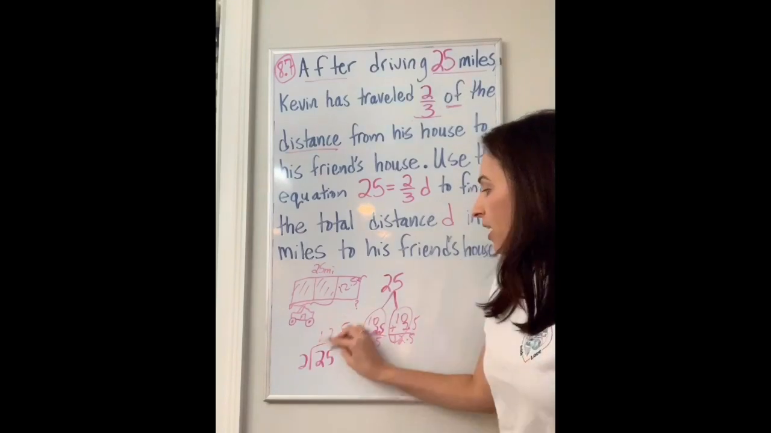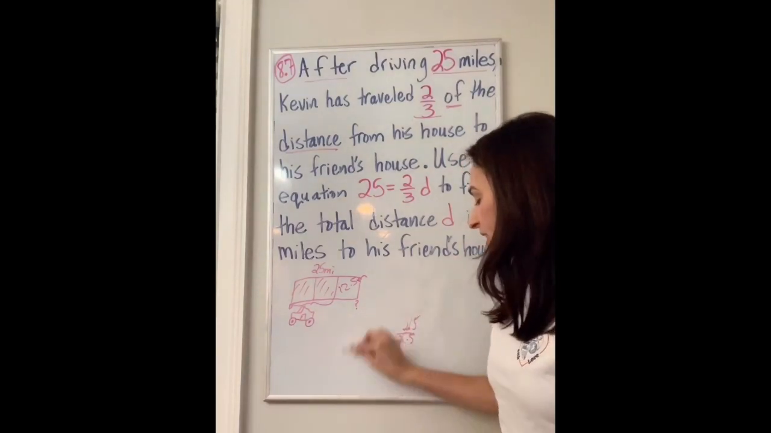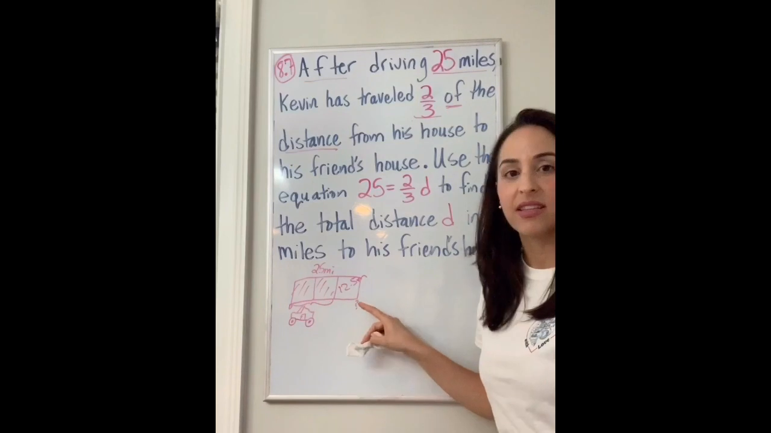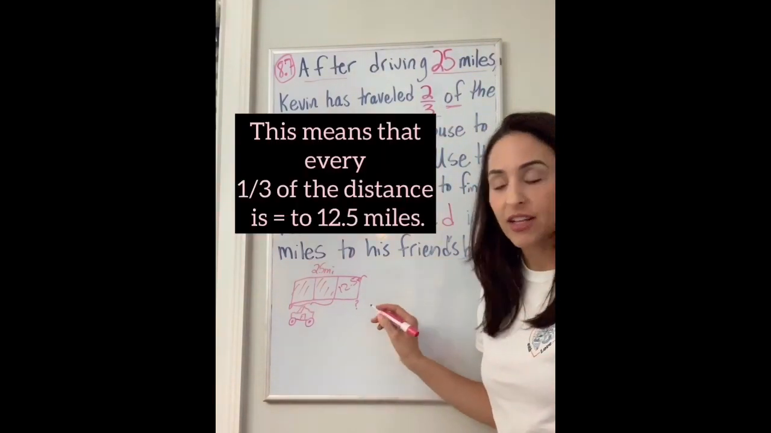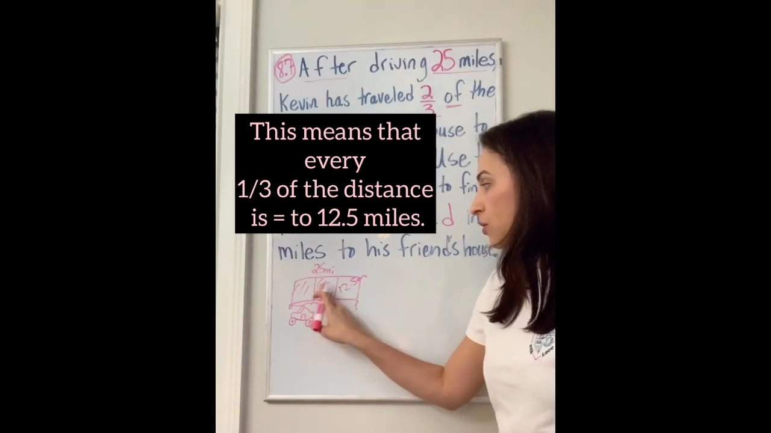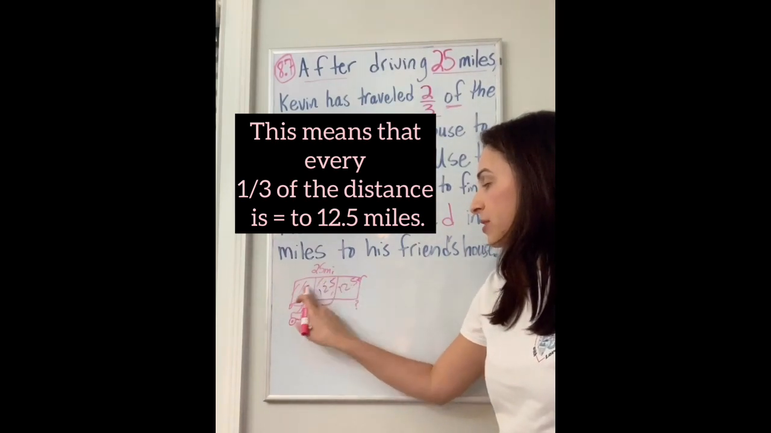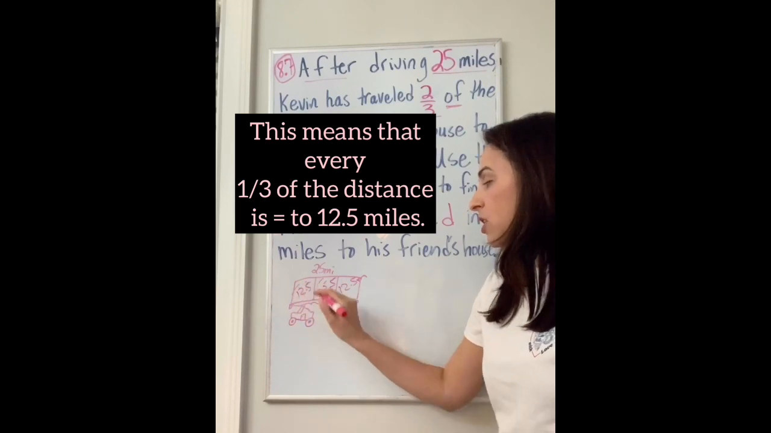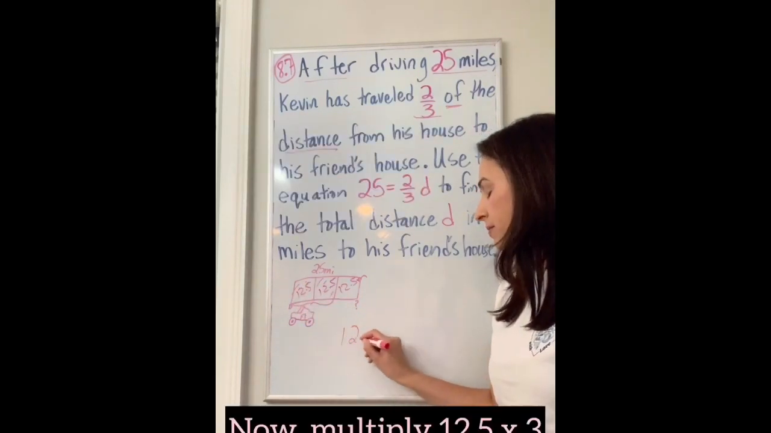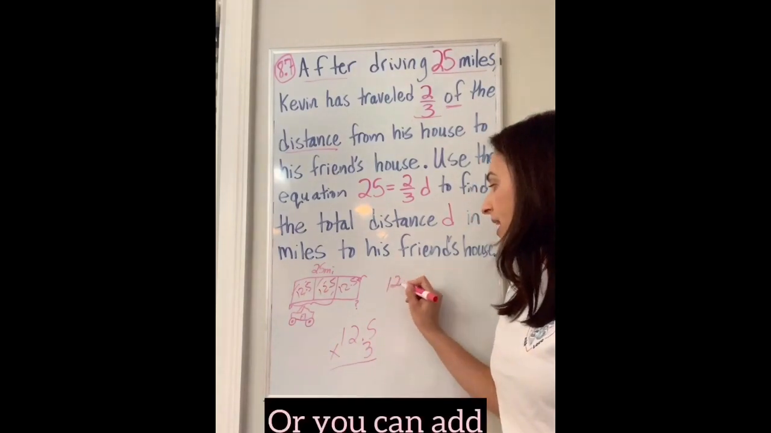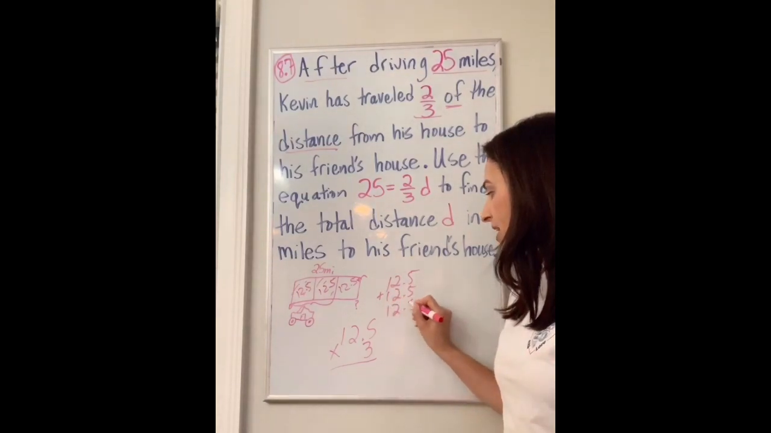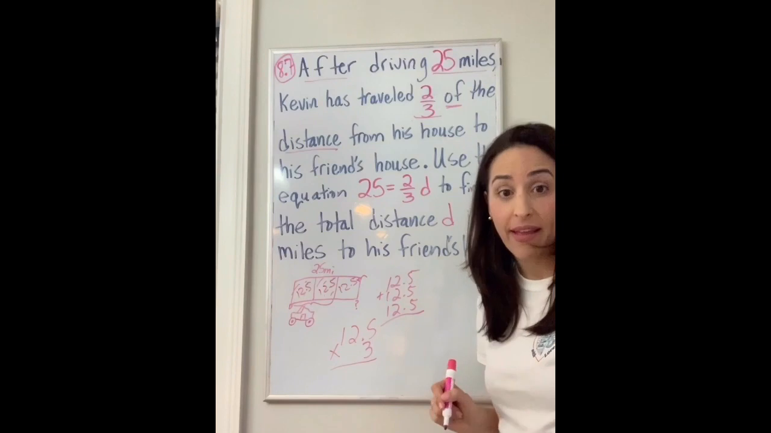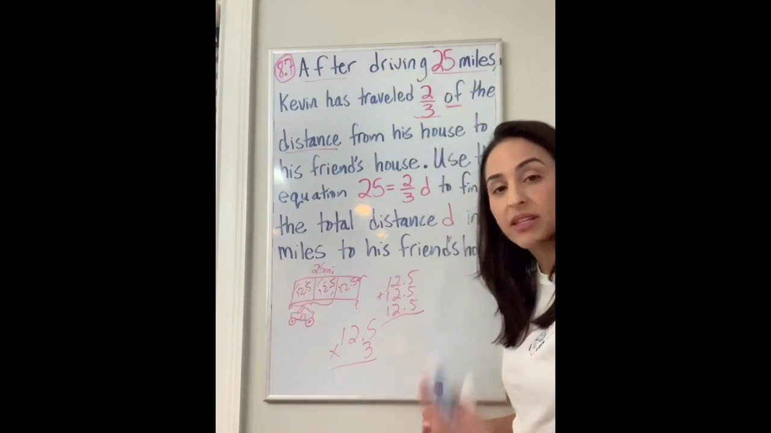Okay? Let's go ahead and put all that information together because they want to know the total distance that he has to drive to get to his friend's house. There are so many things that I can do right now. I know that this piece is also worth 12 and a half, and this piece is worth 12 and a half miles. So I can do 12 and a half times 3. I could do 12 and a half plus 12 and a half plus 12 and a half, add them all up. That's another way I can solve this if I'm not good at multiplication with decimals.